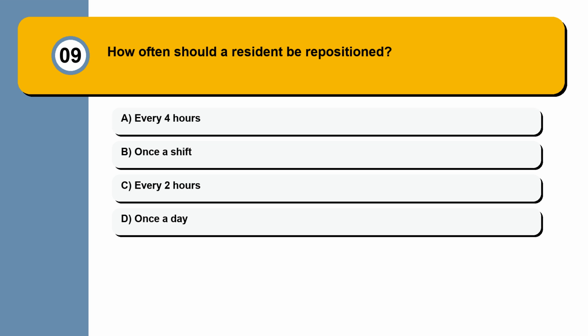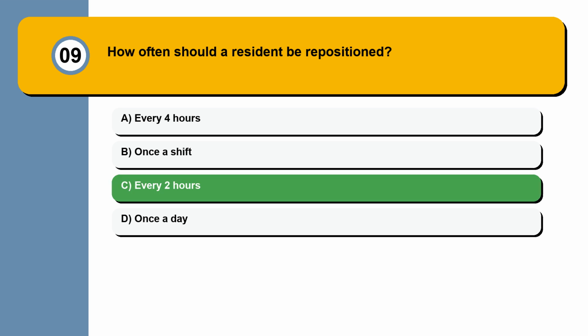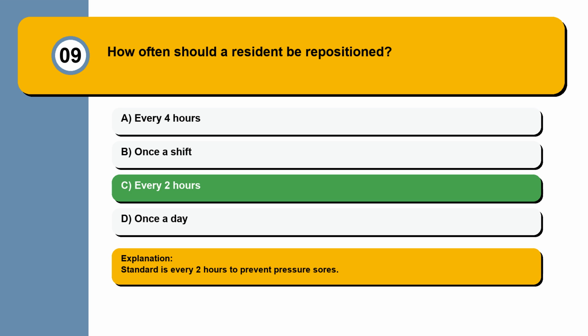Question 9. How often should a resident be repositioned? Every 4 hours. Once a shift. Every 2 hours. Once a day. Standard is every 2 hours to prevent pressure sores.